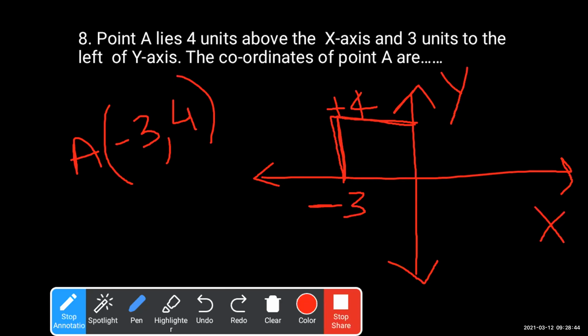So as I told you, there will be variation in this type of question. They can ask above the y-axis, below the x-axis, whatever it is. But you should know that above the x-axis is positive, below the x-axis is negative, left of the y-axis is negative, right of the y-axis is positive. All these things you should know well.